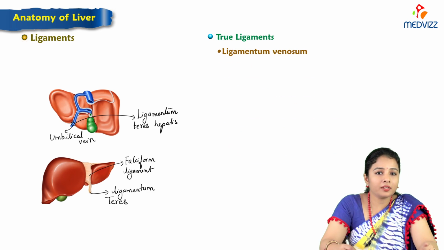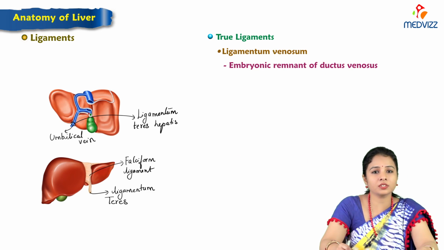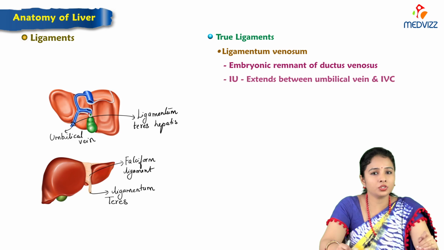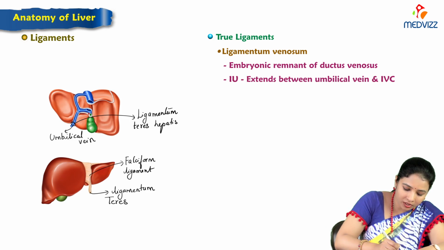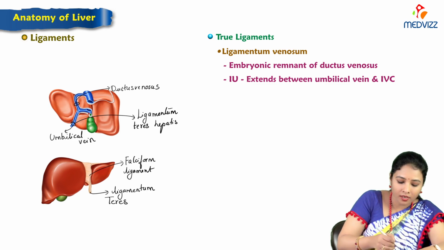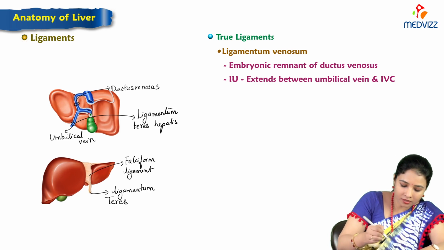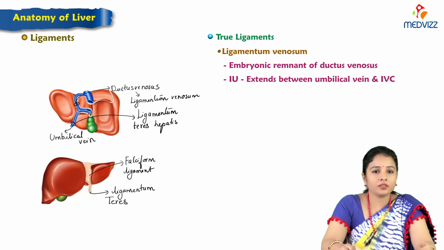Next, about the ligamentum venosum, it is also an embryonic remnant of ductus venosus, and in utero it extends between the umbilical vein and inferior vena cava. So here this venous channel is the ductus venosus, and in adults it forms the ligamentum venosum. So these are the true ligaments associated with the liver.